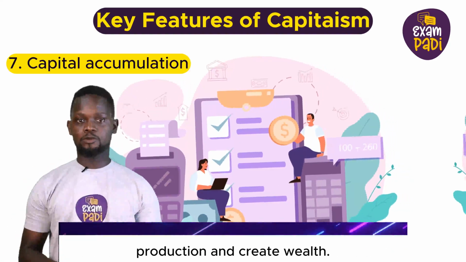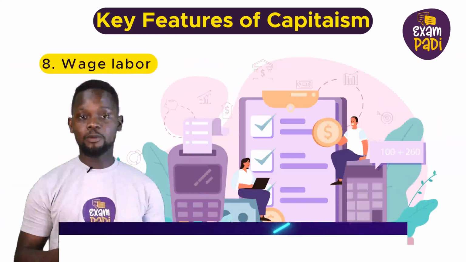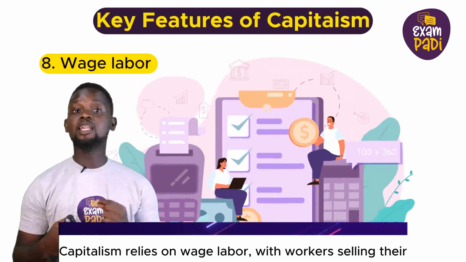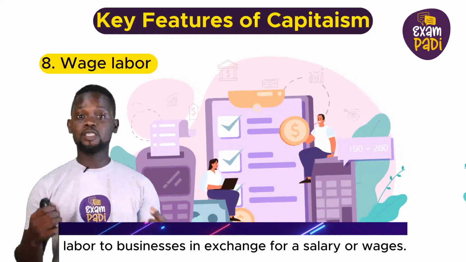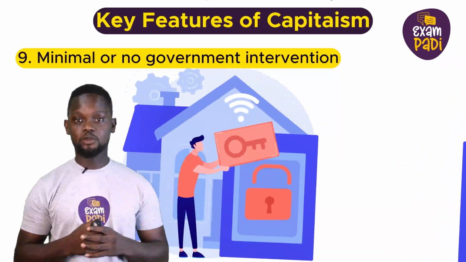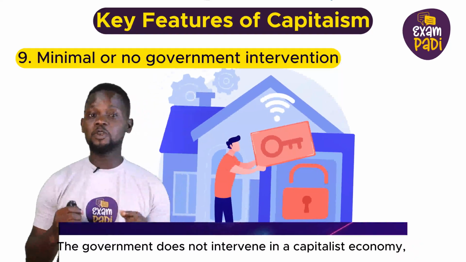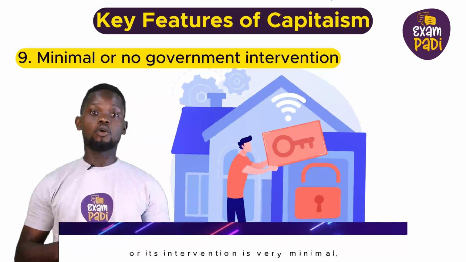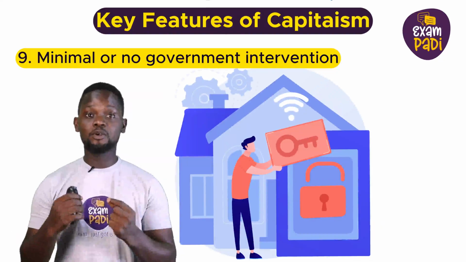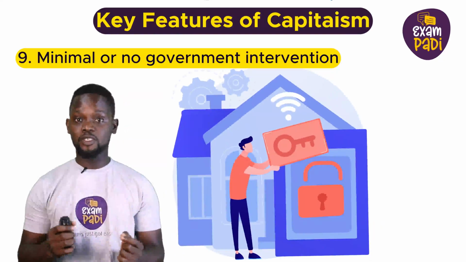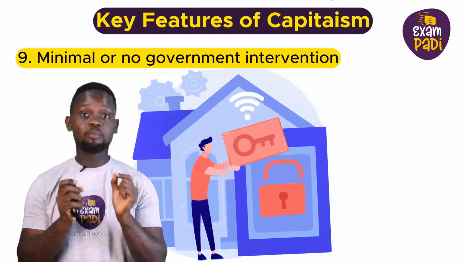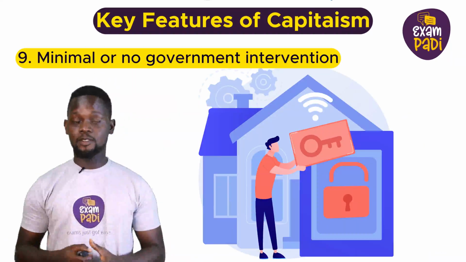7. Capital accumulation. Capitalism is characterized by the accumulation of capital, with profits reinvested in businesses to expand production and create wealth. 8. Wage labor. Capitalism relies on wage labor, with workers selling their labor to businesses in exchange for a salary or wages. 9. Minimal or no government intervention. The government does not intervene in a capitalist economy, or its intervention is very minimal. Entrepreneurs are allowed to create any legal product or service and fix any price they wish, as long as they can find buyers who can pay to buy their products and services.